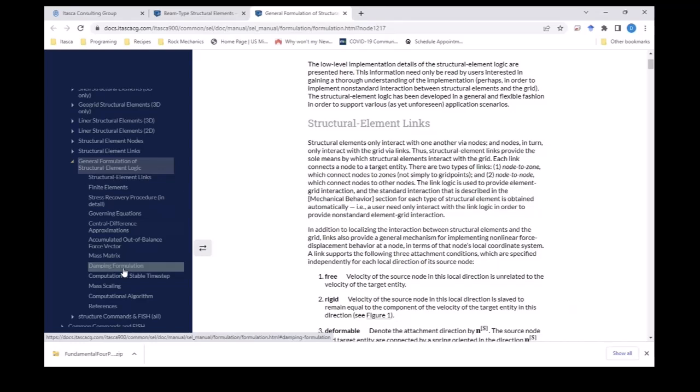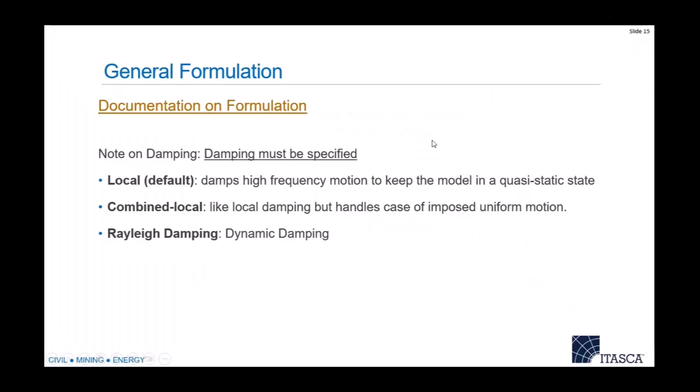I will briefly mention damping, and we'll leave it at that, just because talking about all this would be a whole other day. But if you want to look into it, I highly encourage you to read this part of the documentation. All right, cool. So a brief note on damping. Damping must be specified, just like we will specify damping for your zones. There's damping for structural elements.